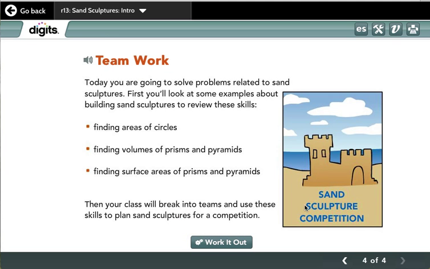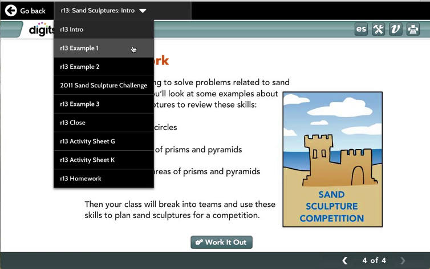The next slide of the intro is just saying that we're going to do 3 problems together. One is finding the areas of circles. One is finding the volumes of prisms and pyramids. The last is finding surface area of prisms and pyramids. Again, this should be something that they have already done in a previous year. So I move on to the next slide, which is example 1.